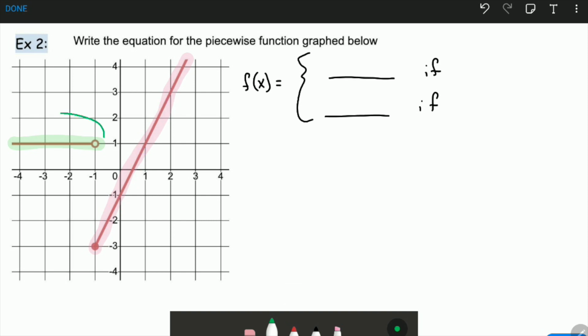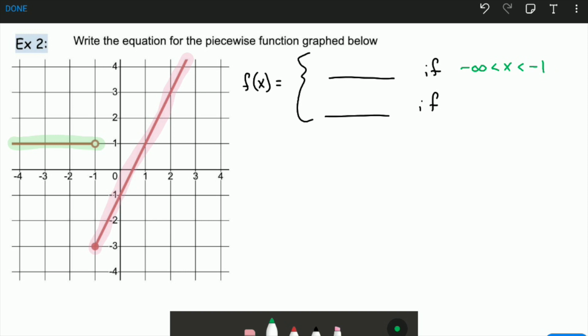So for that first piece, if you look, it doesn't have a starting point. It continues off the side of the graph. So it would range from negative infinity, less than x, and for the right endpoint, it stops at the x value of -1. Remember, these intervals here are x values. So -1 is where we stop, and it is an open dot. So less than -1. So that's the inequality for the first piece.